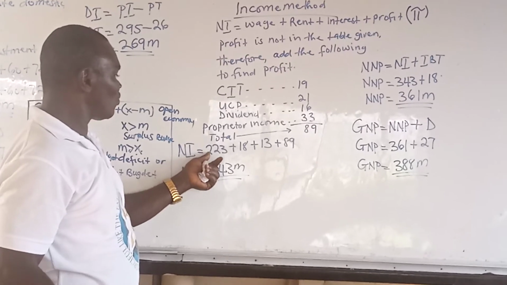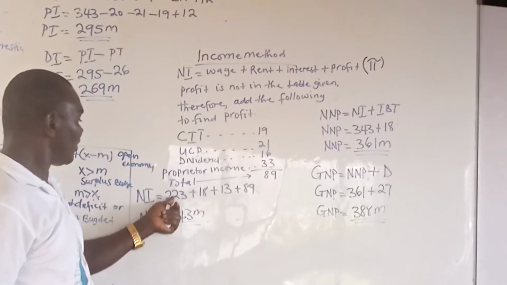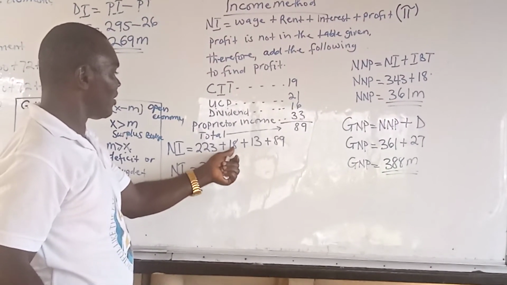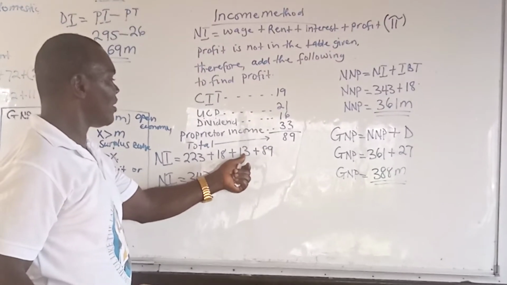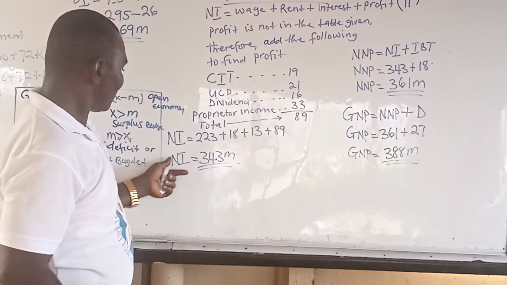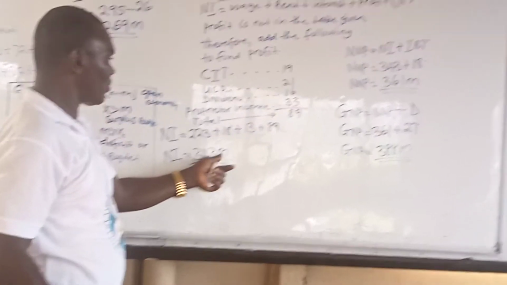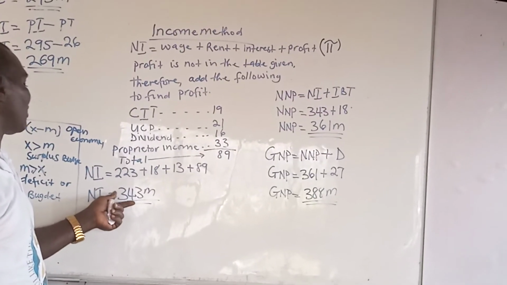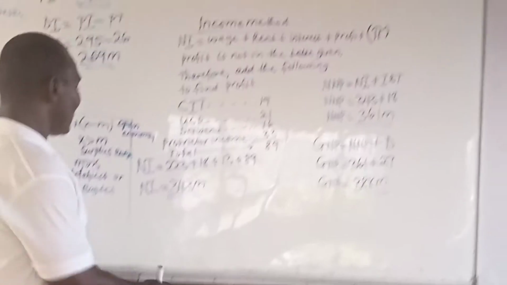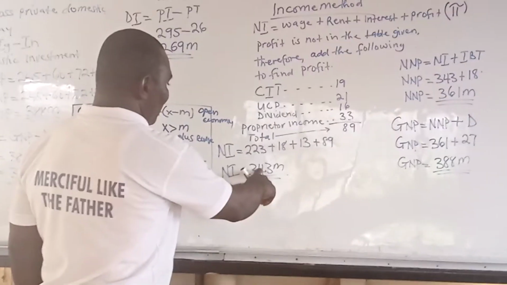Now, going ahead, you say NR is equal to 223 million. All of them we are talking about in millions. 223 million plus 18 million plus 13 million plus 89. This 89 we get from the profit. So your NR will be equal to 343 million. That becomes your NR. Now, in the expenditure method, the NR is 343 million.